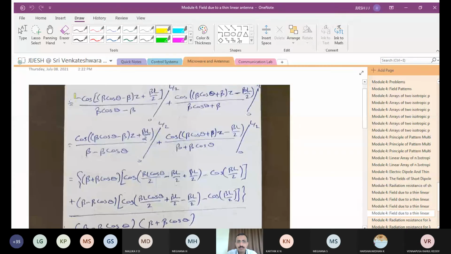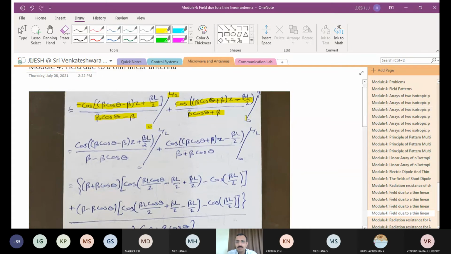So it will be minus cos. You will get it as minus cos of (beta cos theta minus beta) z plus beta L by 2, divided by 2 (beta cos theta minus beta), for the limits 0 to L by 2. Similarly, the other term you will get as cos of (beta cos theta plus beta) into z minus beta L by 2, divided by (beta cos theta plus beta), for the limits 0 to L by 2. So you just substitute the limits 0 to L by 2, you got it, no?